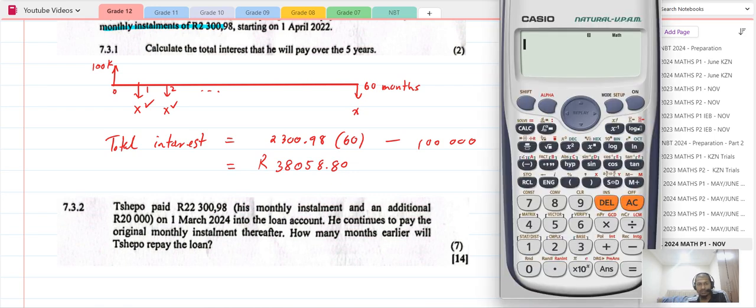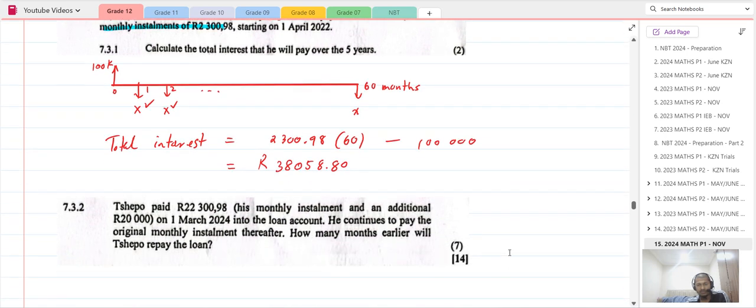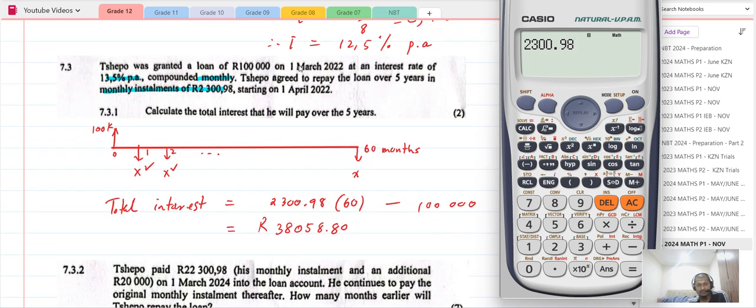One second. So this is 2022, 2024. He started payment on the 1st of March 2022. So that's already 24 months into his payment. 2,300.98 times 24 is 55,223.52.